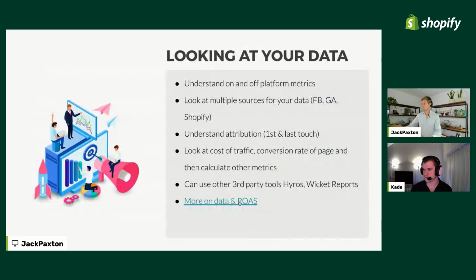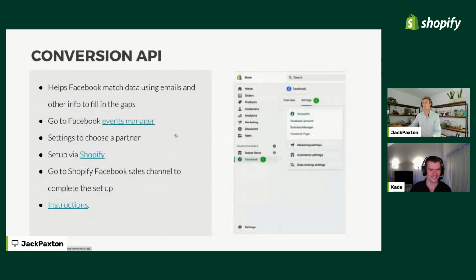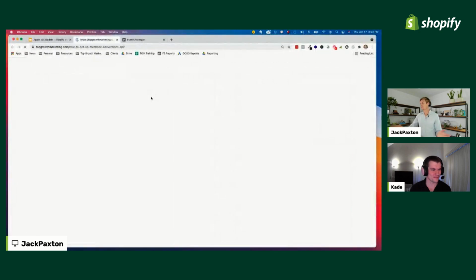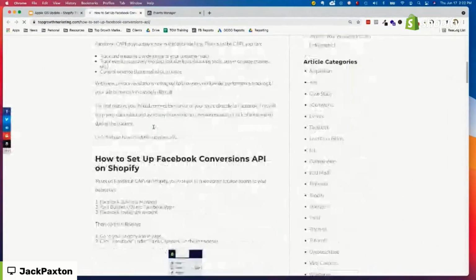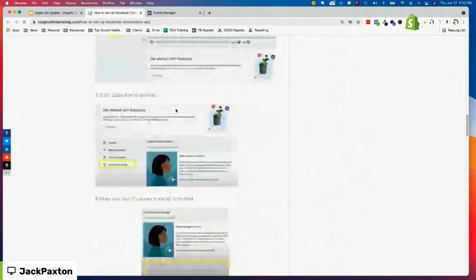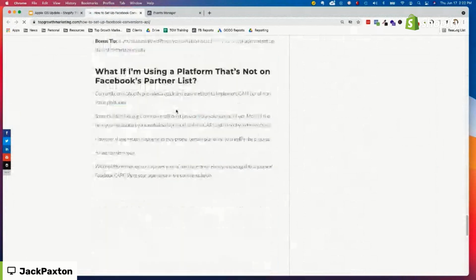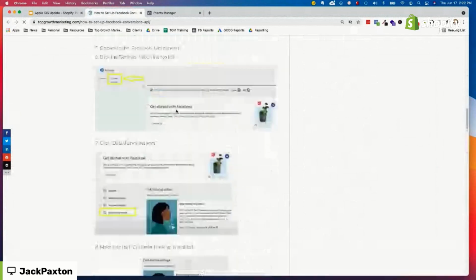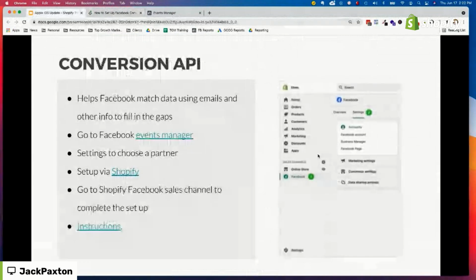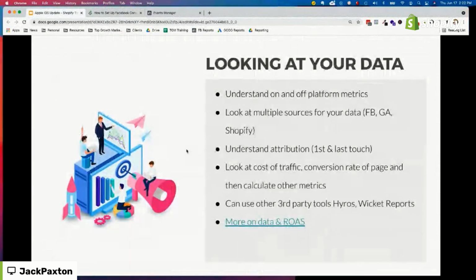I think I've actually got it here. It's worth the 5-minute read to go through this, and there's a bunch of steps here that you can follow. I'm not going to do this on the call because it might waste a bunch of your time, but go through and read that, and that will tell you exactly how to do it.